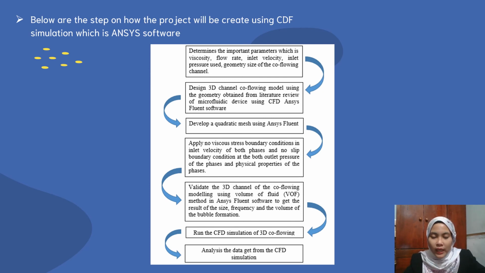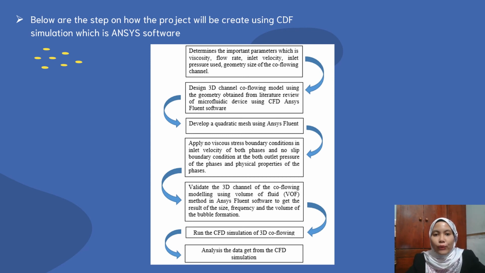For the viscosity, I use three different values for the water to investigate. The flow rate, the inlet velocity, the inlet pressure used, and also the geometry size between both the water and oil phase are constant. The next step is to design a 3D co-flowing channel model using the geometry obtained from the literature review of the microfluidic device, using CFD and ANSYS software.